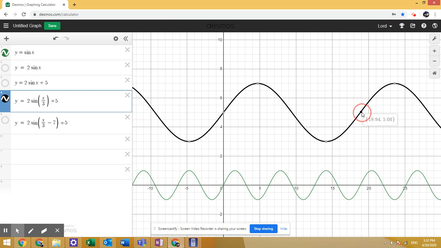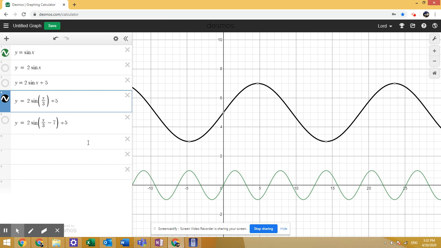3 times 2 making 6. Here's the 3 times 2 making 6 for now one wavelength. My height is still 2. My up and down movement of 2 from a center point of 5, which comes from the 5 I'm adding on the end.